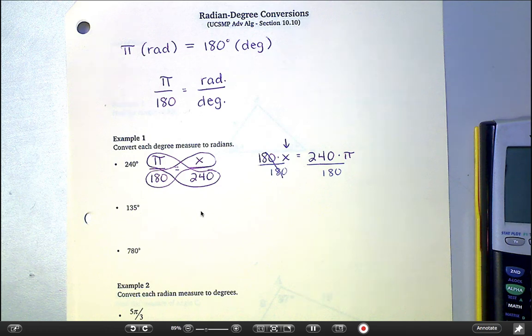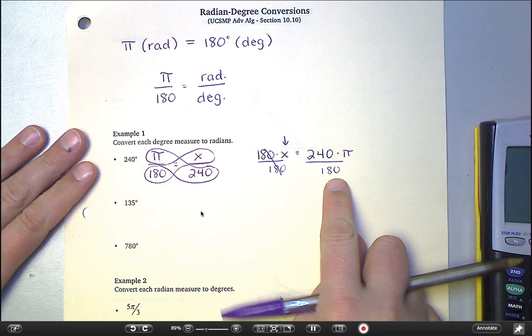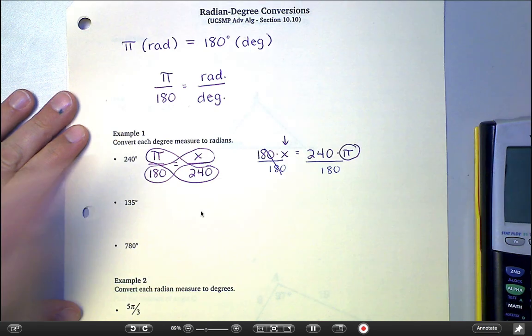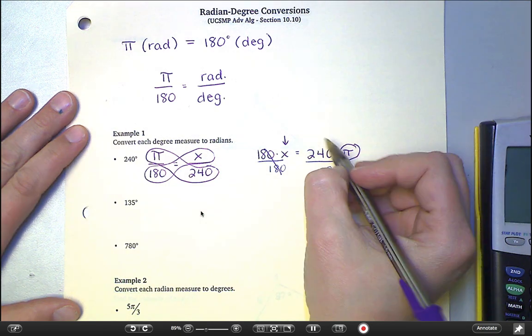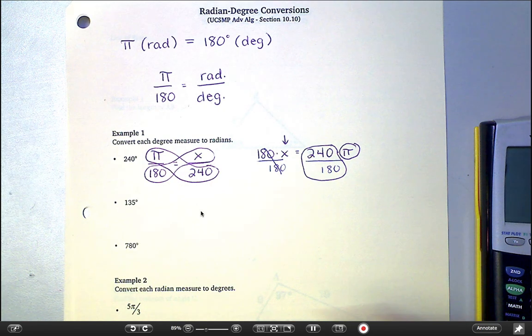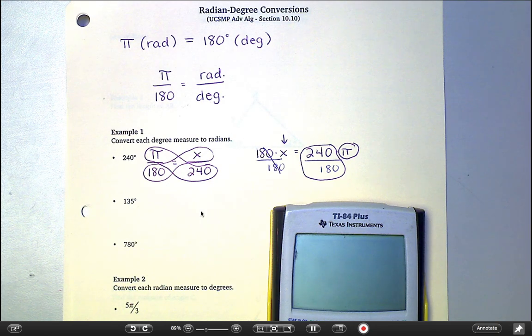Okay, so my answer is going to come from this over here. Now remember, if our answer is going to be in radians, it's going to have this pi in it. All right, and it's usually written as a fraction. So I want to take just this, just the 240 over 180, and reduce that like a fraction.